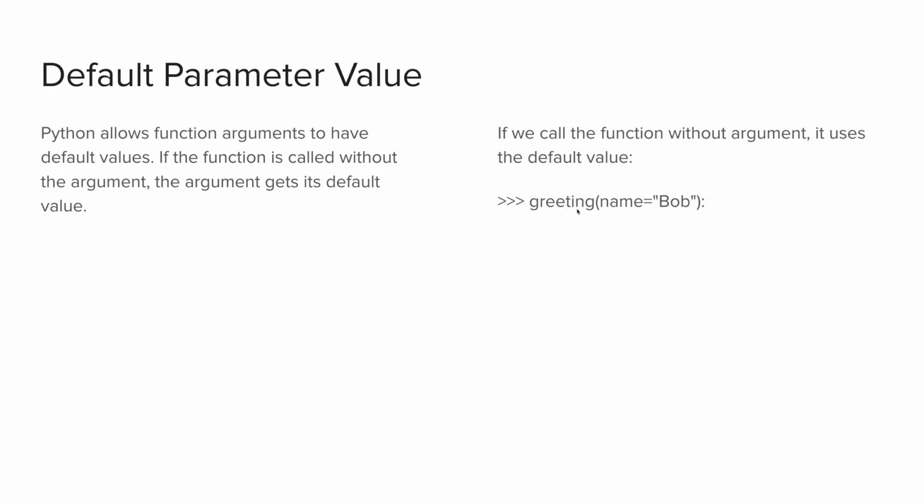Here's the example. So greeting, and then parameter name, and then equal to Bob. So Bob is here our default value. And then the function will print hello name. So if we call the function without any arguments, it will use Bob as name and will return hello Bob. However, if we call the function with a supplied argument, let's say Alice, then now name will be Alice. It'll no more be the default value Bob. Okay, here we go. Hello Alice.